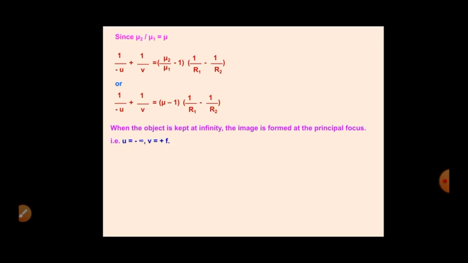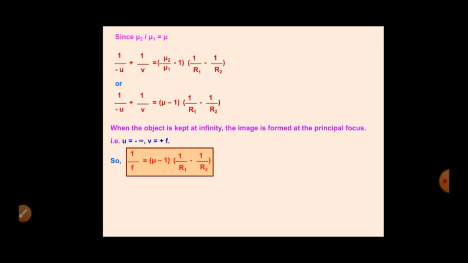Here you can see some of the conditions. When the object is kept at infinity, the image is formed at the principal focus, that is, for u equal to minus infinity, we can see v is equal to f. So in this equation, generally you can put 1 by v minus 1 by u, that is the thin lens formula. So 1 by f will be equal to mu minus 1, 1 upon R1 minus 1 upon R2 from here.